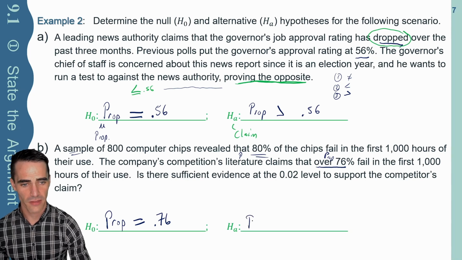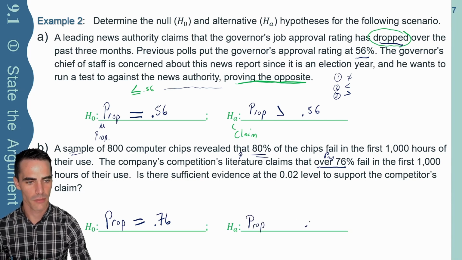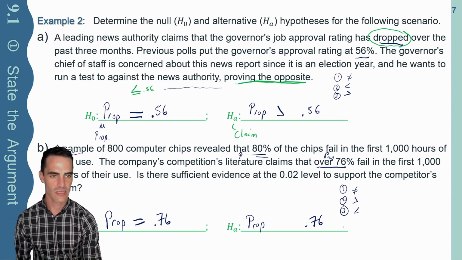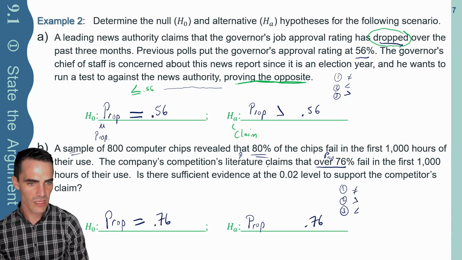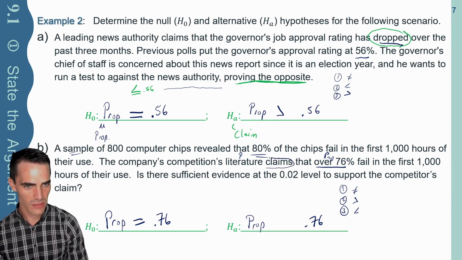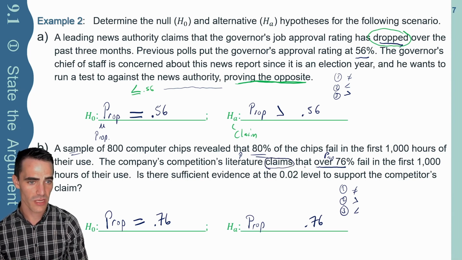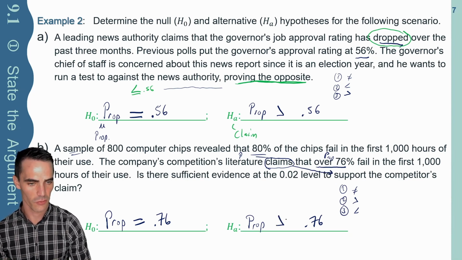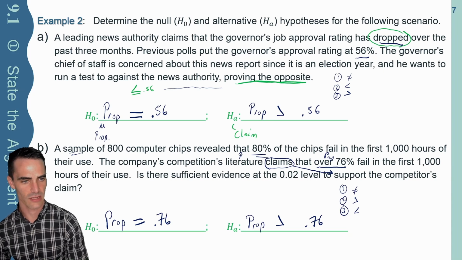For the alternative hypothesis, the claim, we should write prop and 0.76, and then we need to think about what our change might be. Again, not equal to, greater than, or less than. This is the claim that's being made. And notice the claim is that it's over 76%, and we're trying to support that claim, over 76%. So this one's simply greater than 0.76.